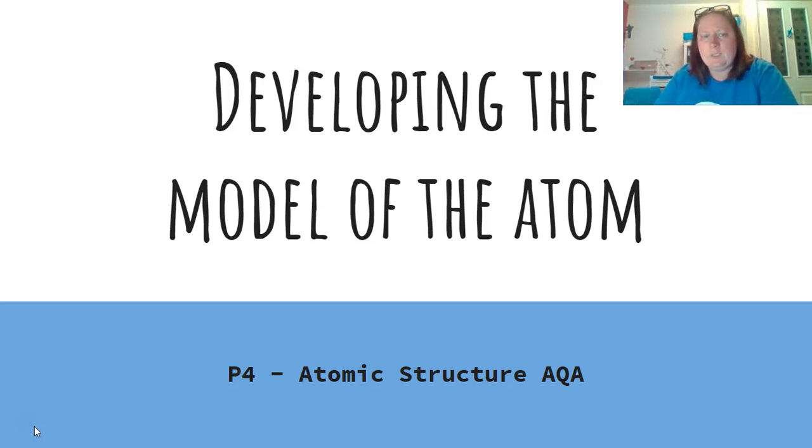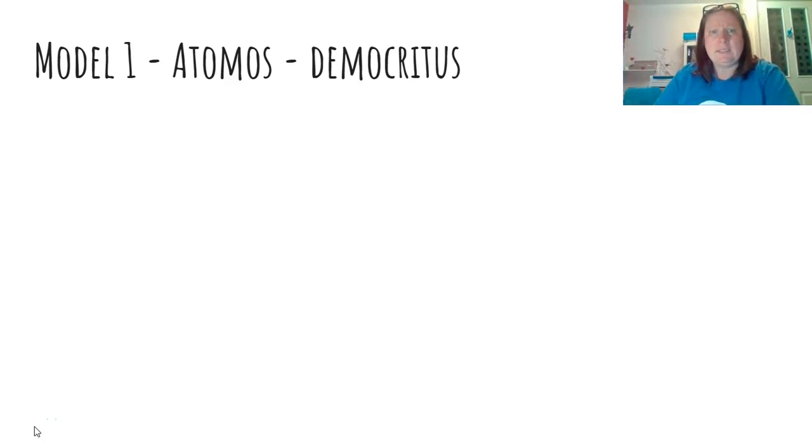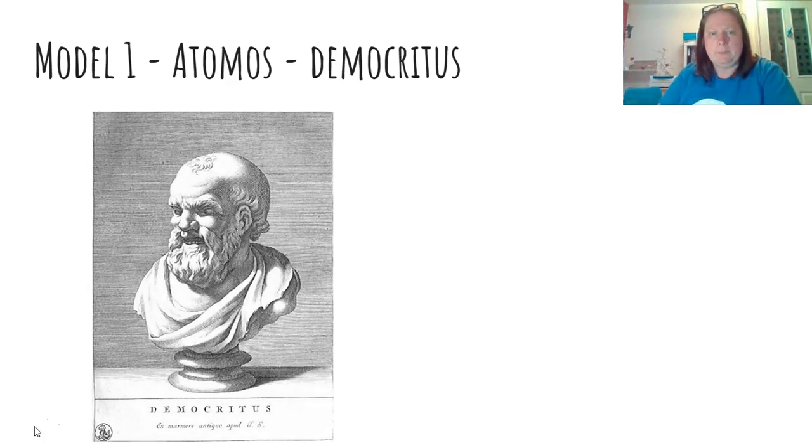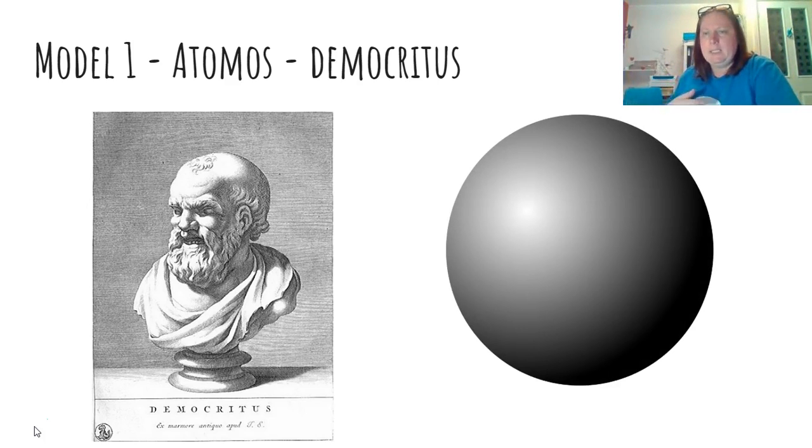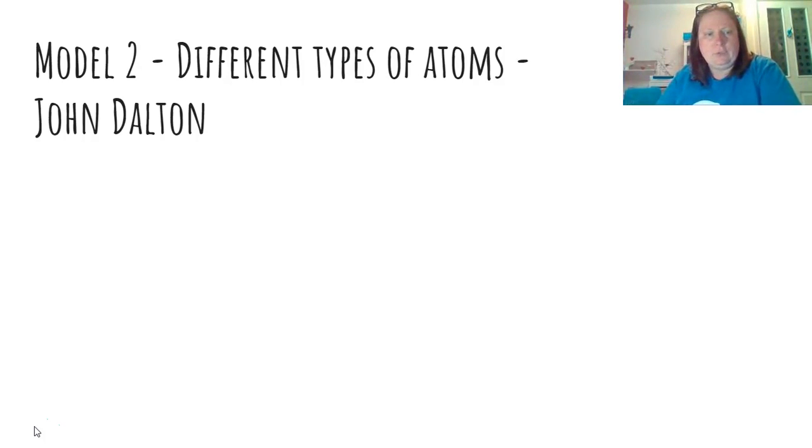Now, all of this started with a Greek scientist called Democritus in around about the 5th century BC. He thought that all matter, whatever it was, was made of identical lumps called atomos. Atomos was a Greek word that meant indivisible. And really, this is as far as we got until the 1800s.